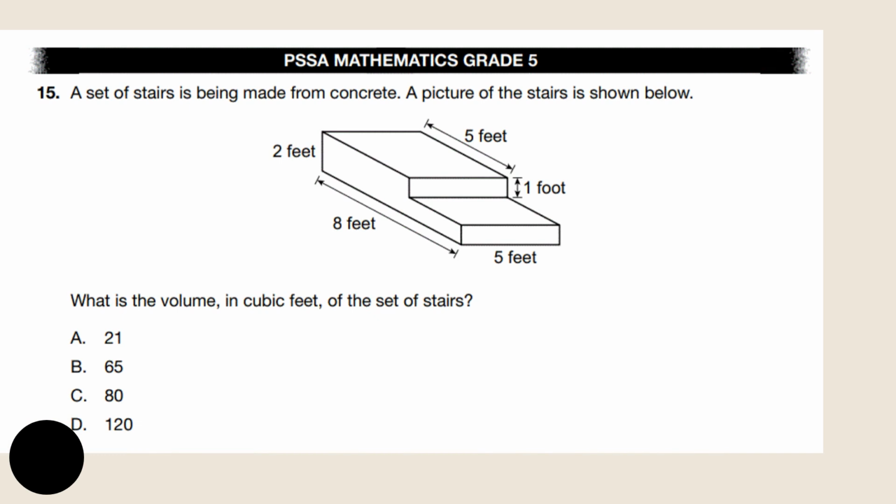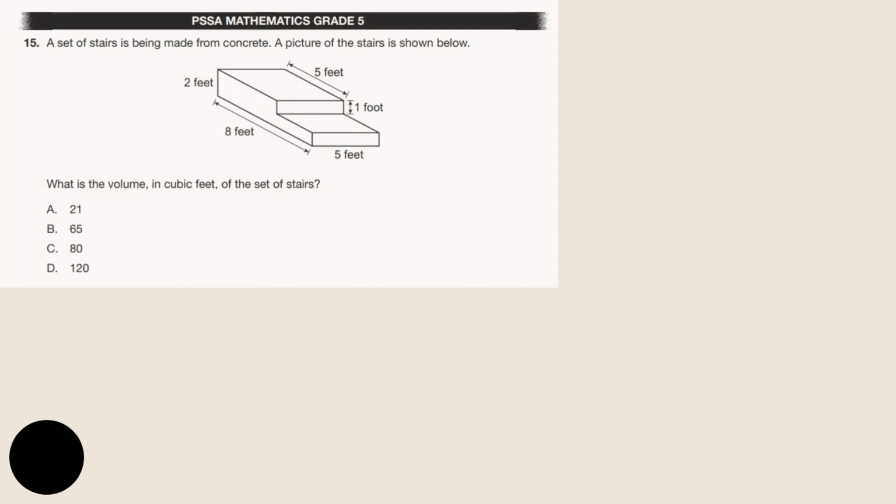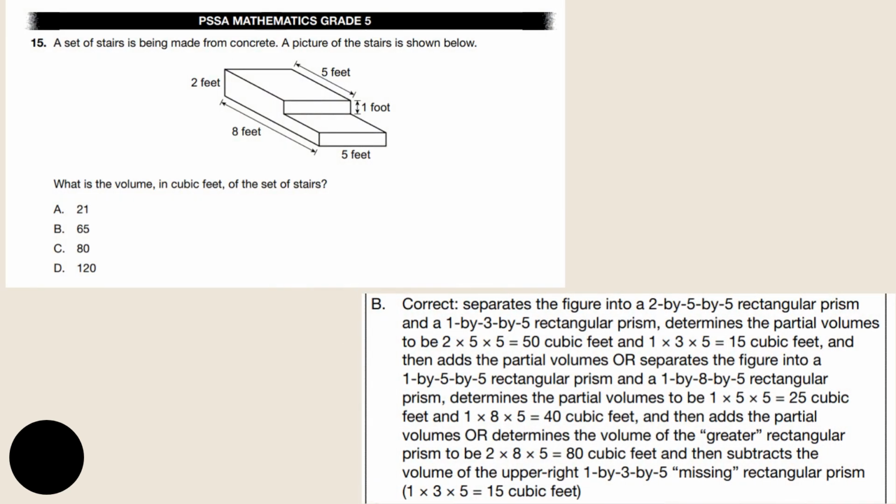15. A set of stairs is being made from concrete. A picture of the stairs is shown below. What is the volume in cubic feet of the set of stairs? So if you see here, that is the stairs, and you see the 5 feet. First you need to separate the figure into a 2 by 5 by 5 rectangular prism. Here is a 2 prism, you see that.